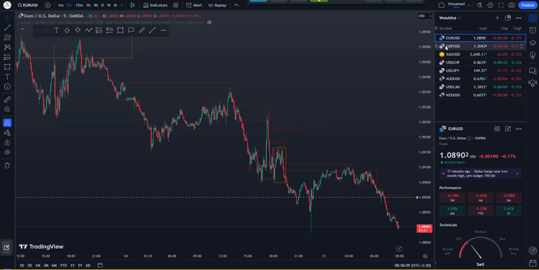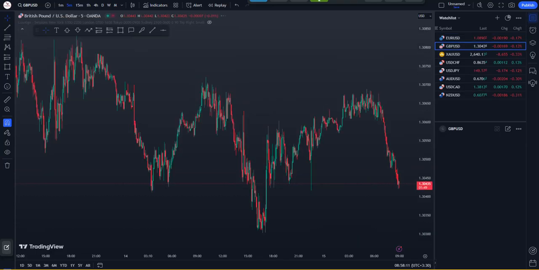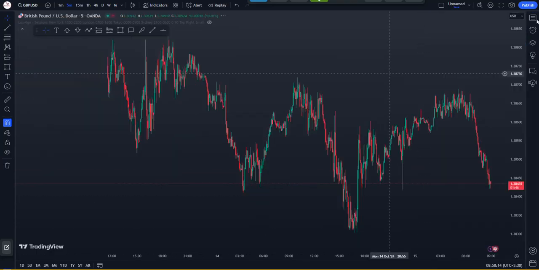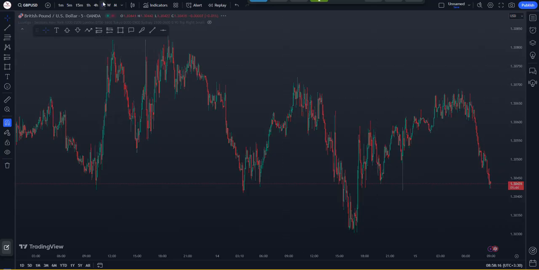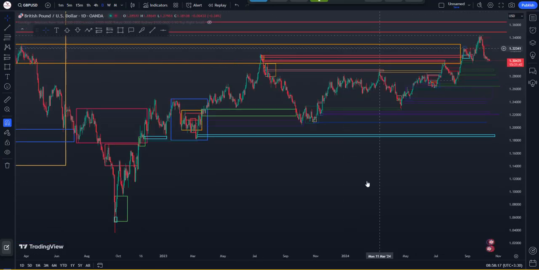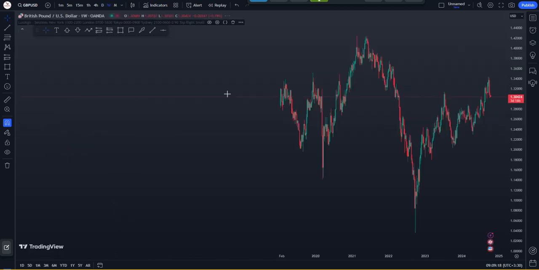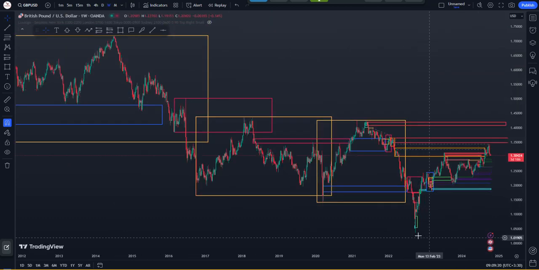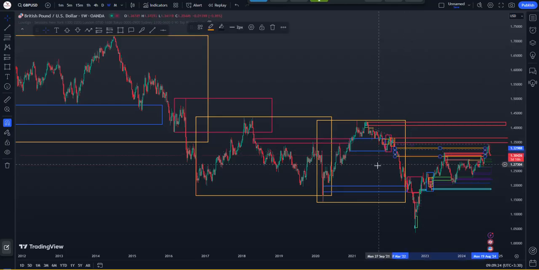Going to Great Britain pound after some rest, continue reading the price of Great Britain pound. So in Great Britain pound, we can see the uptrend here started from this engulf. In the weekly time frame, you can see obviously this level engulfed that one and actually went up from there.